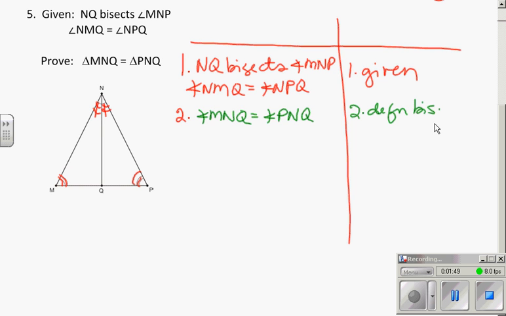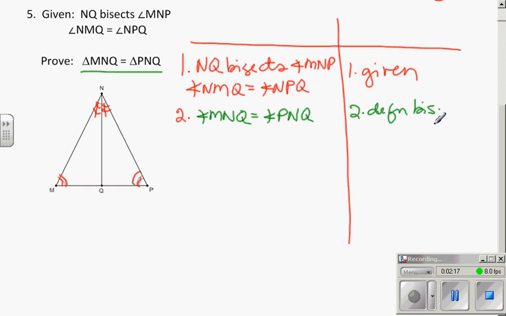Now at this point, if I am trying to prove triangles congruent, I know I have three theorems. I have side, side, side, I have angle, side, angle, and I have angle, angle, side. I have two angles. That leads me to believe that I'm either going to use angle, side, angle, or angle, angle, side. And then I go to my picture and I try to see if I can figure out the missing side. There are actually two ways to do this proof.